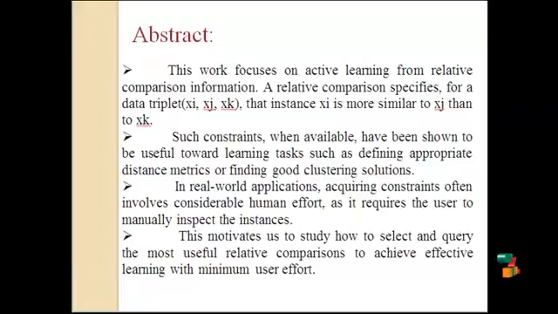In real-world applications, acquiring constraints often involves considerable human effort, as it requires the user to manually inspect the instances. This motivates us to study how to select and query the most useful relative comparisons to achieve effective learning with minimum use. Given an underlying class concept that is employed by the user to provide such constraints, we present an information theoretic criterion that selects the triplet whose answer leads to the highest expected information gain about the classes of a set of examples.